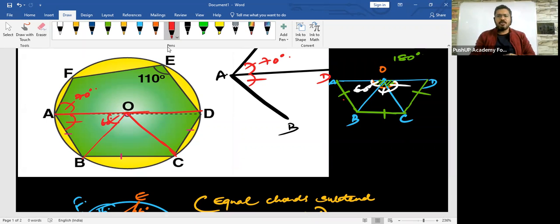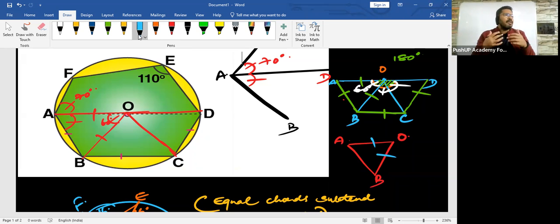Now, if I ask you one more question, what is OA and OB? The radii of the same circle, isn't it? Did you notice it here? Now, children, in this triangle OAB, if OA and OB are equal, just because they both are the radii of the same circle, what kind of a triangle is it? Isosceles triangle. The angle produced at the center is 60 degrees, right?